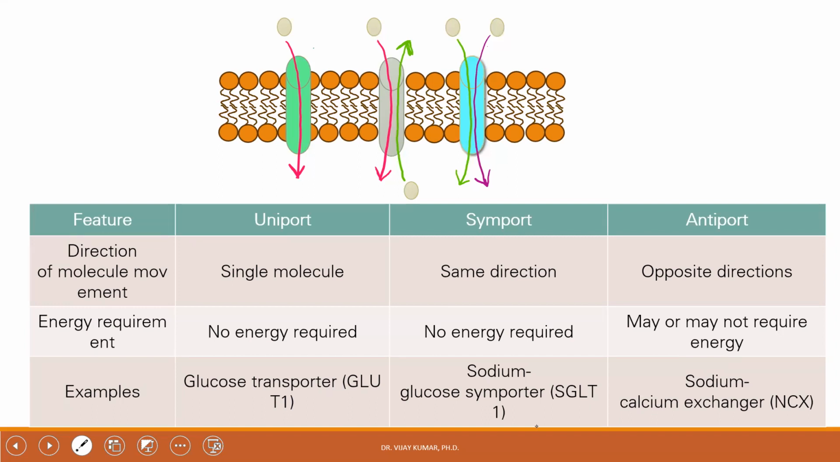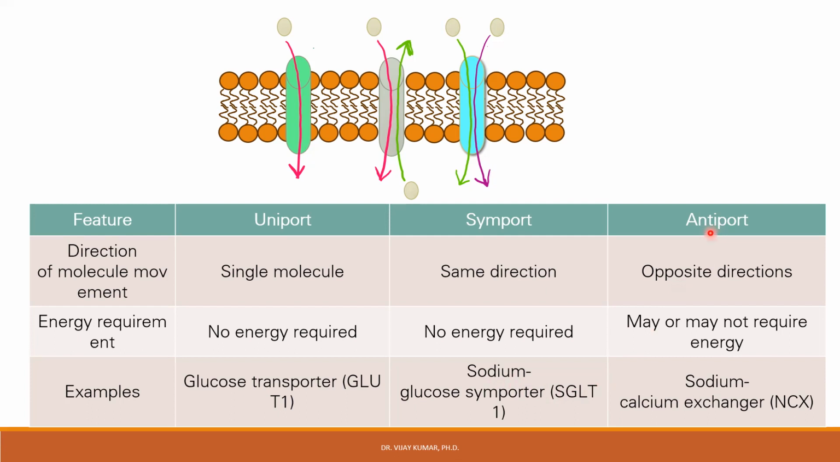Okay, this is just a simple illustration of the symport, antiport, and uniport. You see, here one molecule is traveling in a single direction. So it is uniport, a single molecule is transferred, and no energy is required. An example of uniport is GLUT1. You can note this example because it may be asked in competitive exams. Second is the symport, same direction. Both molecules are transferring in one direction, no energy is required, and the sodium glucose symporter 1, SGLT1, is an example of this.